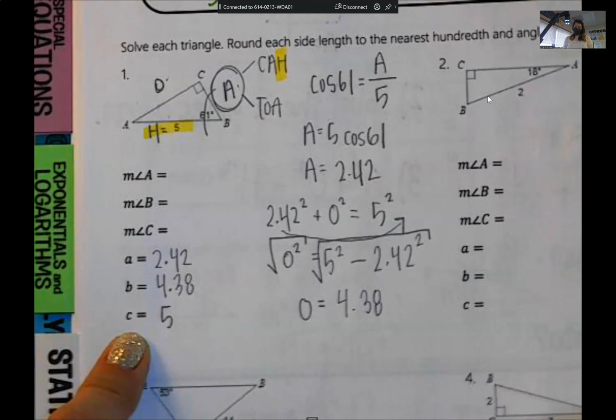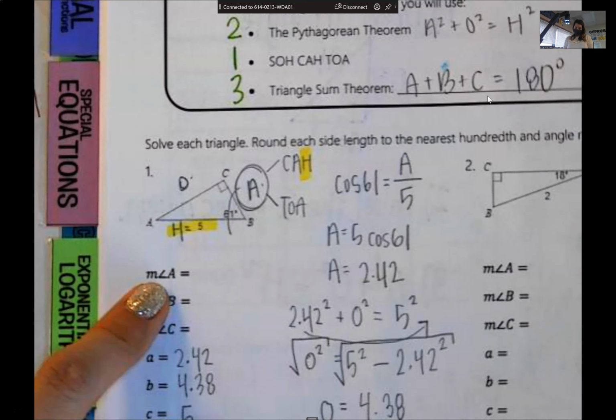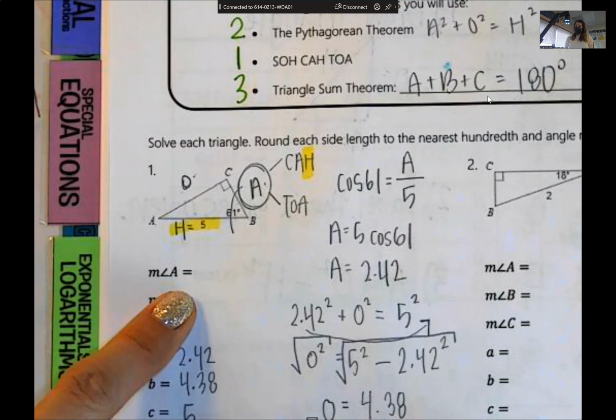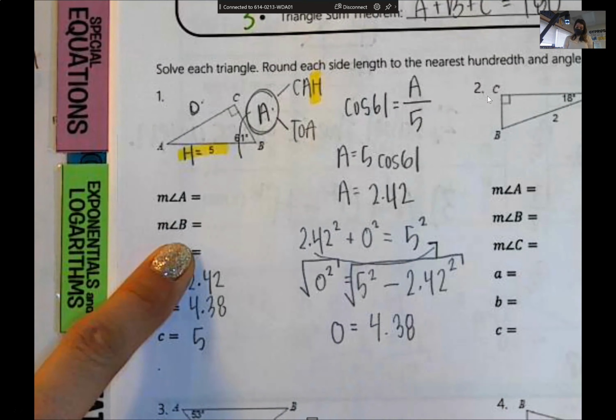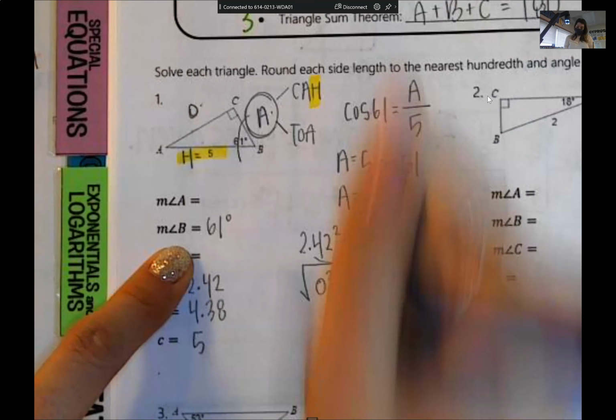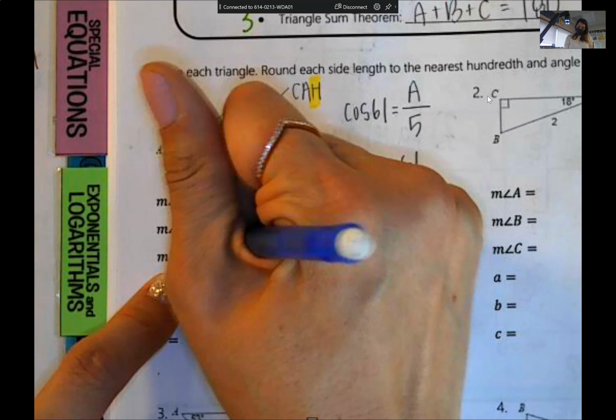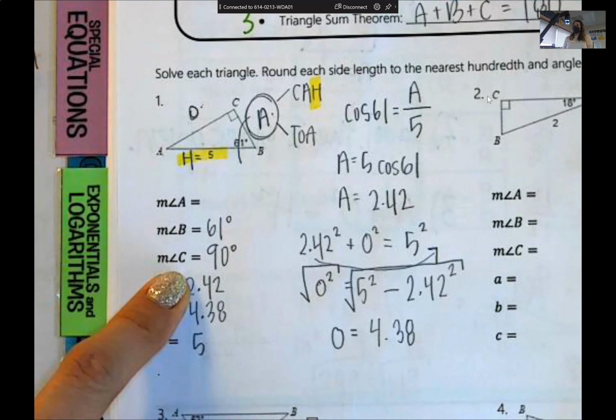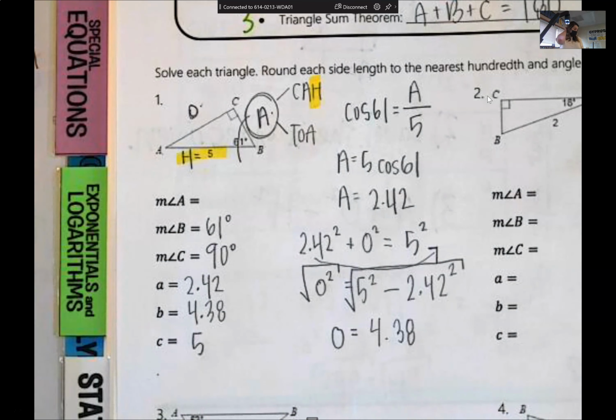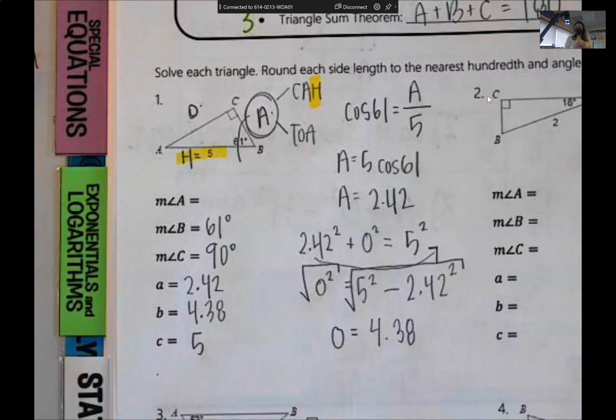And now we're down to the easiest part. Angle A they didn't give us. Angle B was 61. Angle C was the 90. So now we just do 180 minus 90 minus 61 to get our last angle, 29.